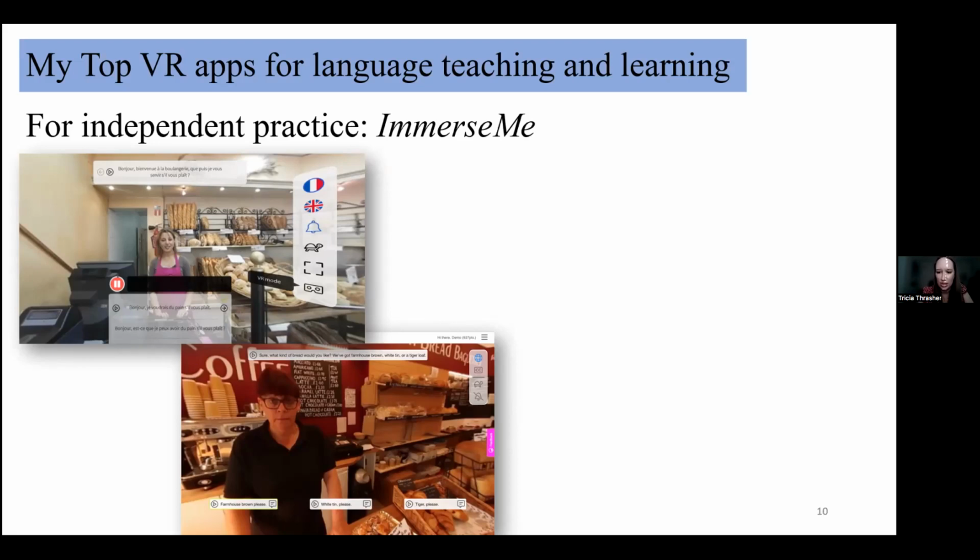Essentially what they've done is they've gone around and recorded a bunch of 360 videos, and then when the students are in the headset, they respond using voice. It also gives them feedback on their pronunciation. One thing about Immerse Me as well is you can access it from a desktop computer too, so you don't have to have a VR headset. Again, just keep in mind if you're doing it on the desktop versus in VR, you're not going to have the same level of immersion.